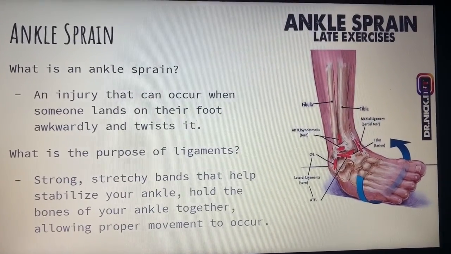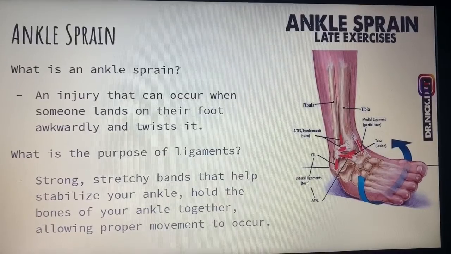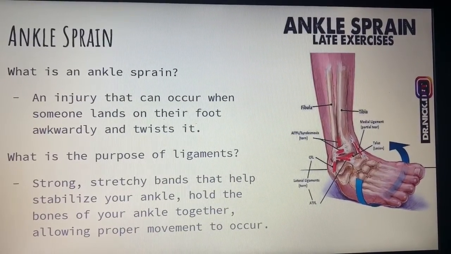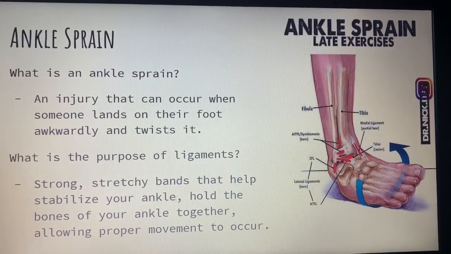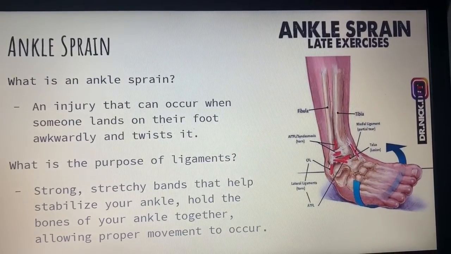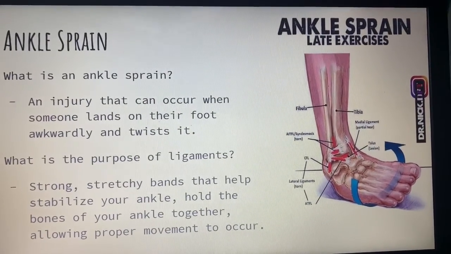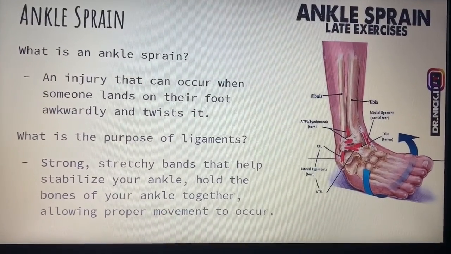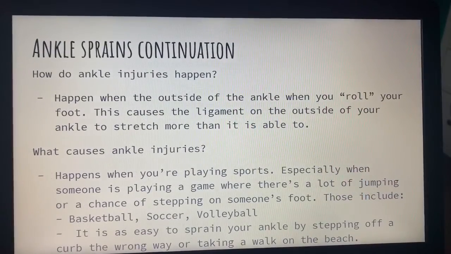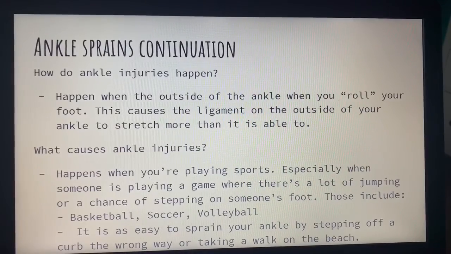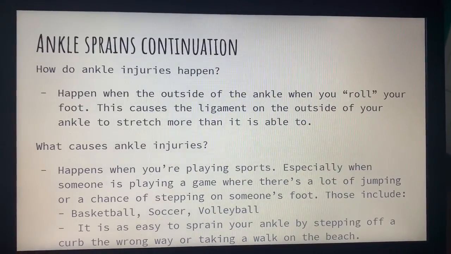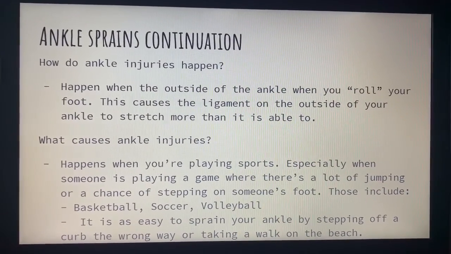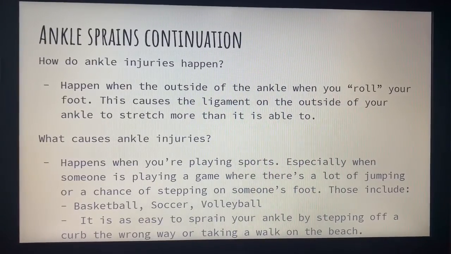The picture on the right is an image of an inversion sprain happening, which is when the toes move towards the medial part of your body, so your foot lands on the outside, which will cause damage to the lateral ligaments on the outside of your foot. How do ankle injuries happen? They happen when you roll your foot on the outside of the ankle, which causes the ligament on the lateral side of your ankle to stretch more than it is able to.